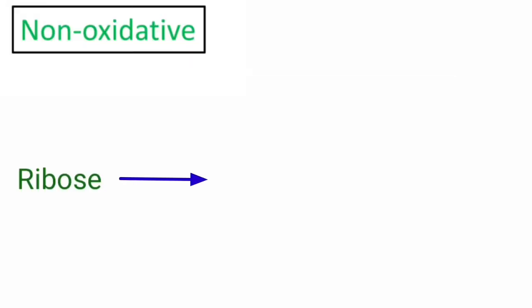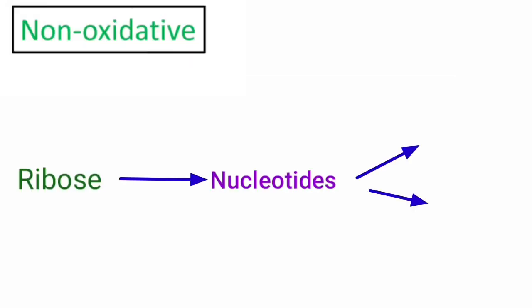Coming to non-oxidative phase, in this phase, ribose is synthesized. So this ribose is used for the synthesis of nucleotides like DNA and RNA.